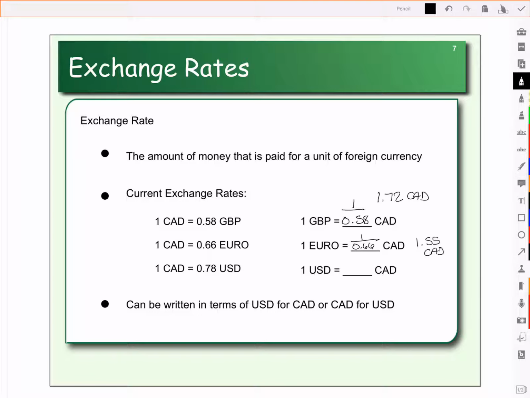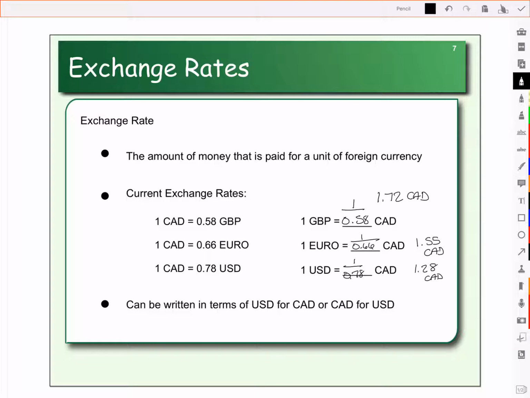So if you find the exchange rate in terms of Canadian dollars, you can then flip it and find out how many Canadian dollars that foreign currency will buy. So 1 Canadian dollar is worth about 78 cents US. So that means that 1 US dollar is worth 1.28 Canadian. So if you're going to the US, you take your Canadian dollars, and each Canadian dollar will buy you 78 cents US. If you are an American coming to Canada, you take your US dollars, and each US dollar will buy you $1.28 Canadian. So we can look at exchange rates in either way.